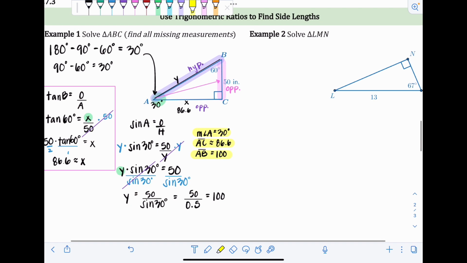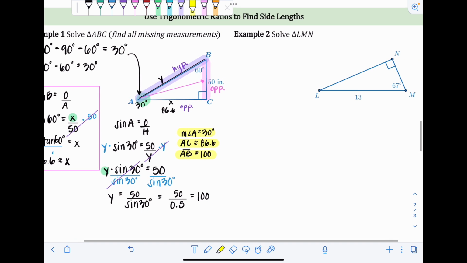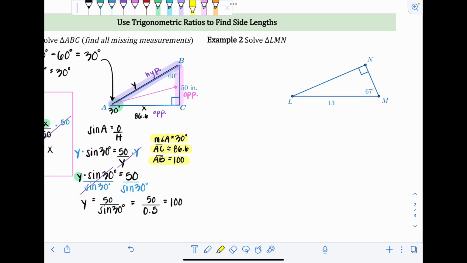Okay, so another one of these, this would be a good time to maybe pause the video and see if you can get through a problem like this on your own. If you want another example, of course, you can just play it through, just like example 1. So example 2, solve triangle LMN.